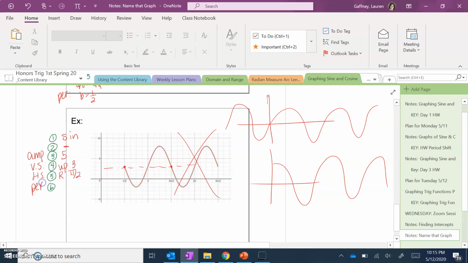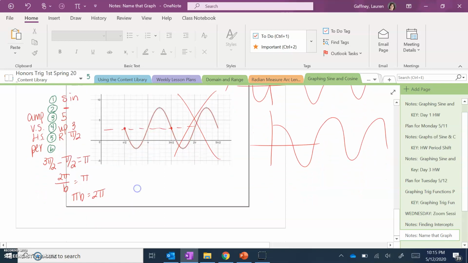All right, so let's figure out the period. So 3 pi over 2 minus pi over 2 tells me that my period is pi. Okay, so from here, let's take 2 pi divided by b equal to pi. Do your cross multiplication, and you should get that b is simply 2.